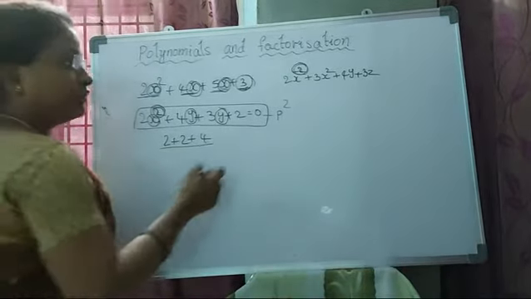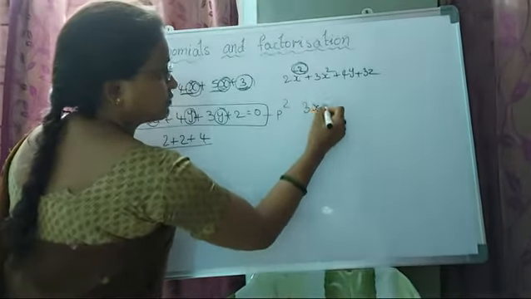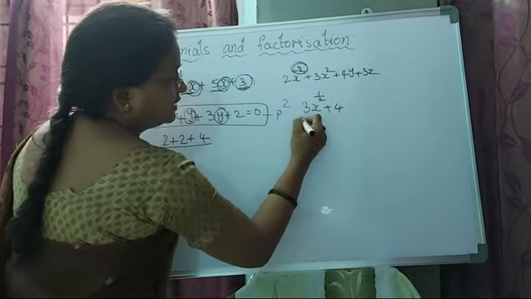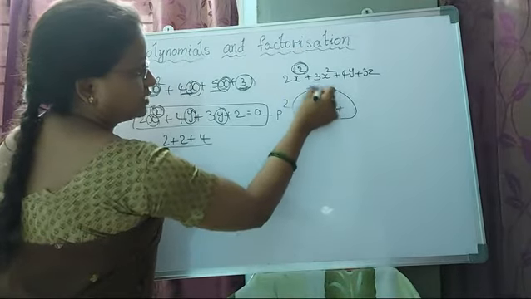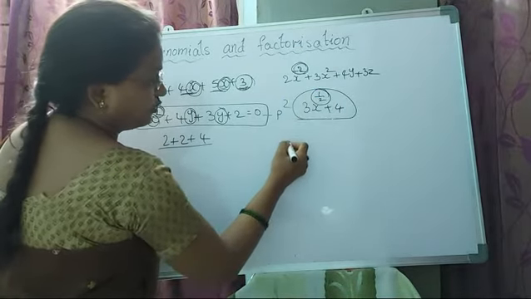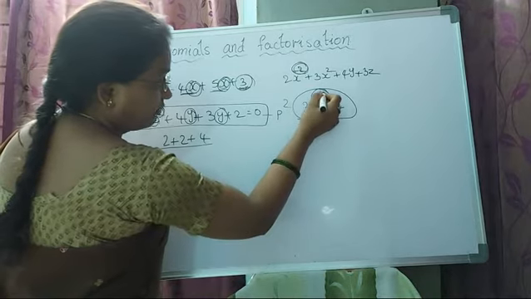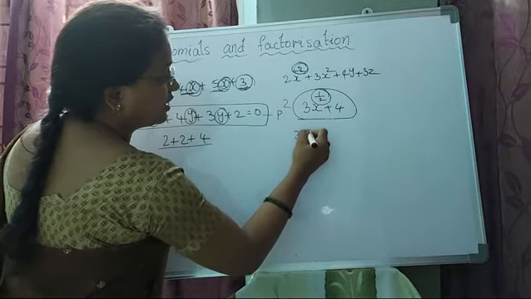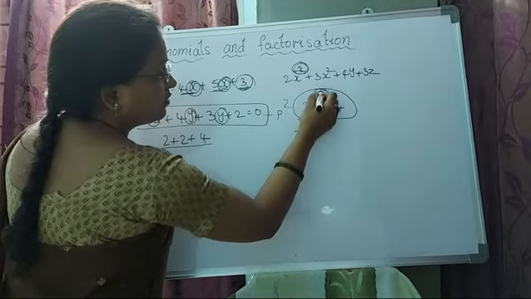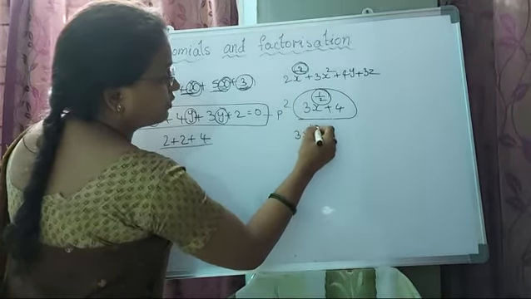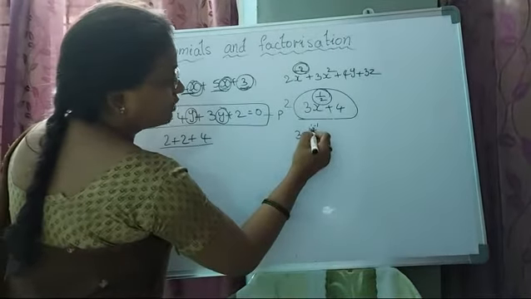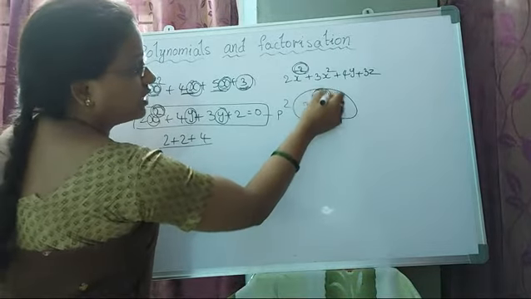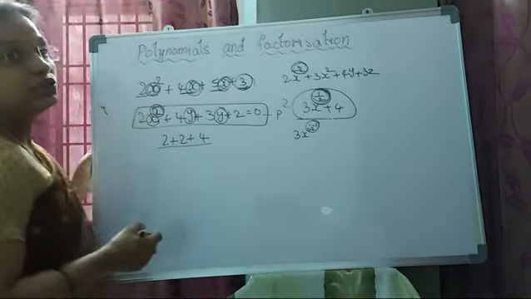See here, 3x power 1 by 2 plus 4. This is also not a polynomial. Why? Because if you write x power 1 by 2, we can write it as 2 power minus 1, no? So this is also in fraction form. It should have non-negative exponents.